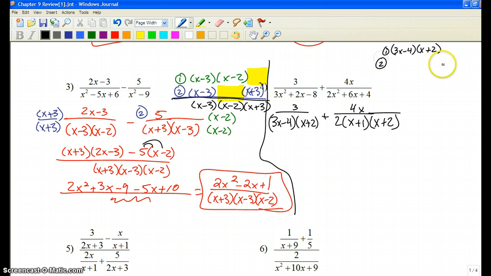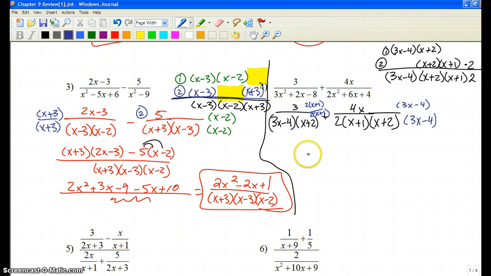The second fraction has a 2, I'm going to write that way out there, an x plus 1 and an x plus 2. So then the common denominator is going to be 3x minus 4, x plus 2, x plus 1, and then there's a 2 that's going to be out front. So then the first fraction, we're going to need to multiply by 2 times x plus 1, top and bottom. Then the second fraction, we're going to need to multiply by 3x minus 4, top and bottom.